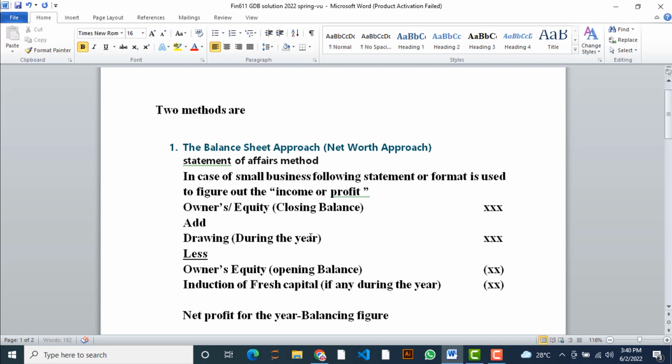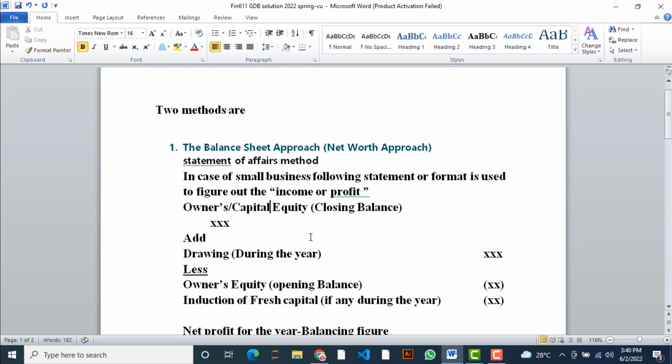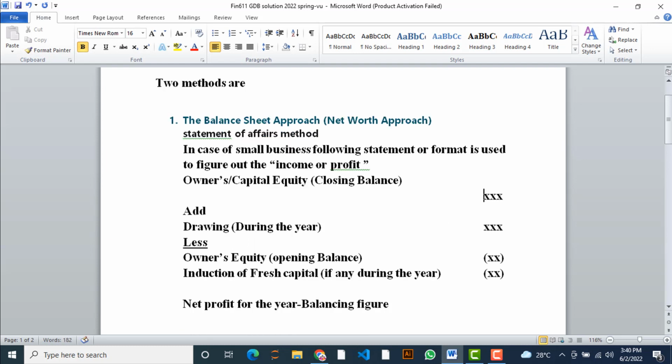So I will use capital equity. Due to this there is a little bit of change, so I will make some adjustment. Here our first element is owner's capital equity, the closing balance. This amount is xxx, which can be anything. Add back the drawings during the year which have been carried out by the owner. So these two are added.